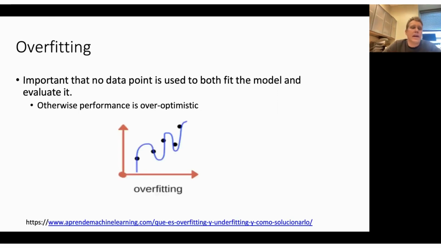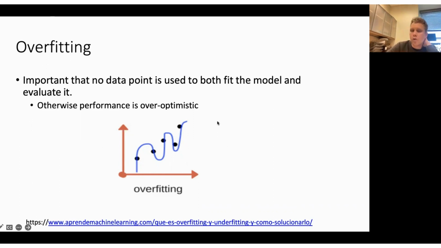One concept that is important to the idea of evaluation of an algorithm is that, to avoid over-optimistic performance, no data point should be used to both fit the model and evaluate it. So there should be complete separation between the data points or observations that are used to fit the model, build the model, or train the algorithm, and the ones used to evaluate it. The reason is that if there is some common point used in both, then you're going to get over-optimistic performance.